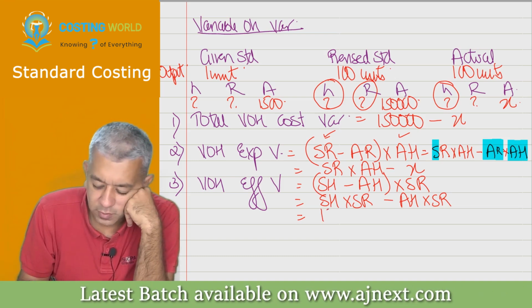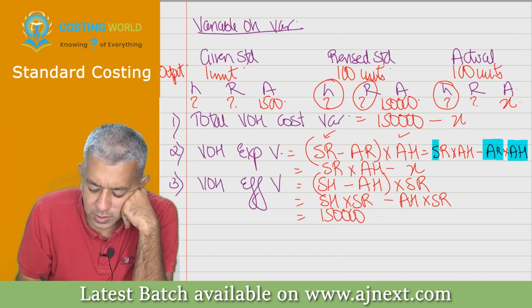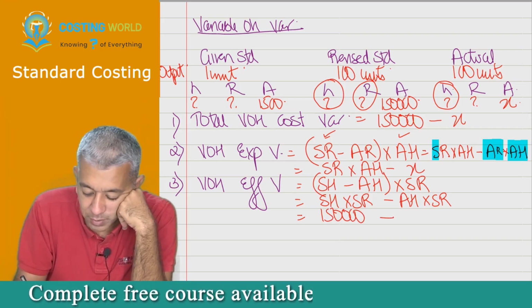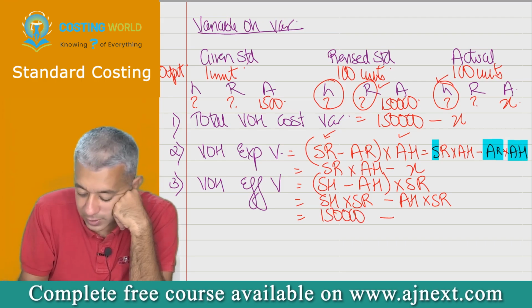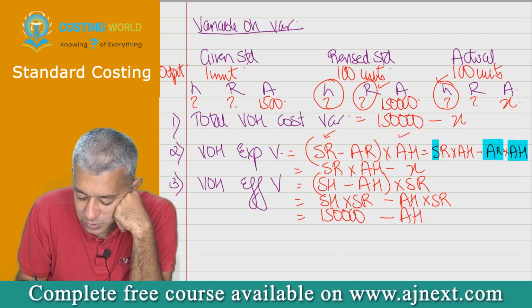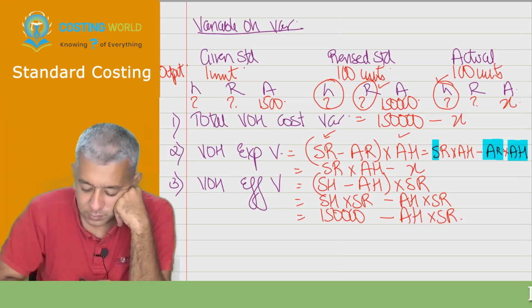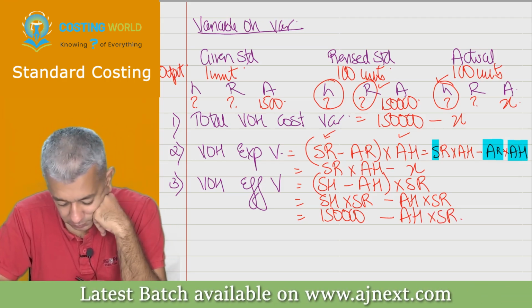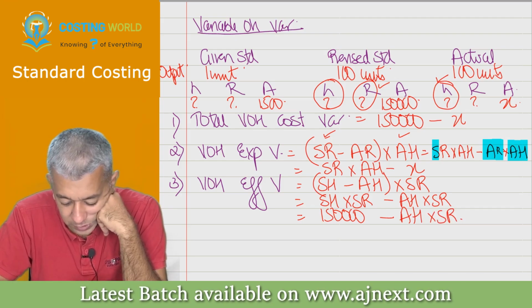So first figure will be 1,50,000. Second figure I've got, I don't think there is any answer for it because I require this into this. I don't have it here. I'll just let it be like this only. Job done. Now this is the best that could be done.